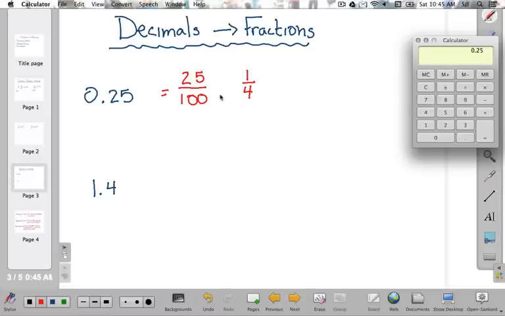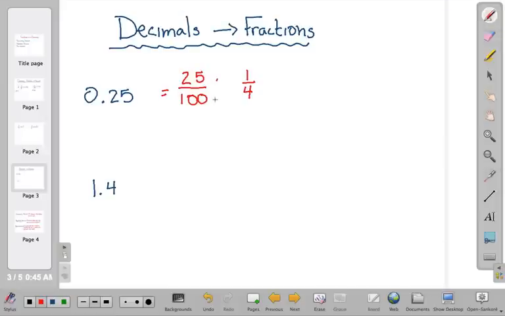So these three things right here are all equal to each other: 0.25, 25 over 100, and 1/4. These are all equal to each other. This is the decimal version, and these two are fractions.